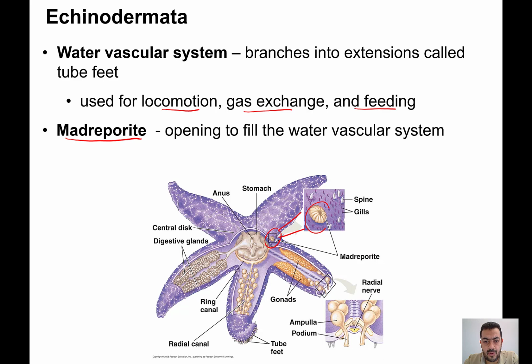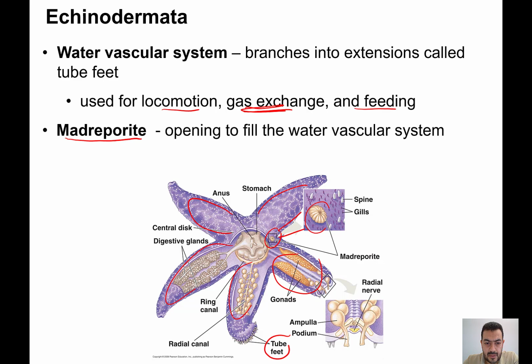And what will happen, this water contains oxygen, that's why it allows gas exchange, and after that it will fill all the canals that are present in the 5 arms of the sea star. Finally, they will fill what we call the tube feet.